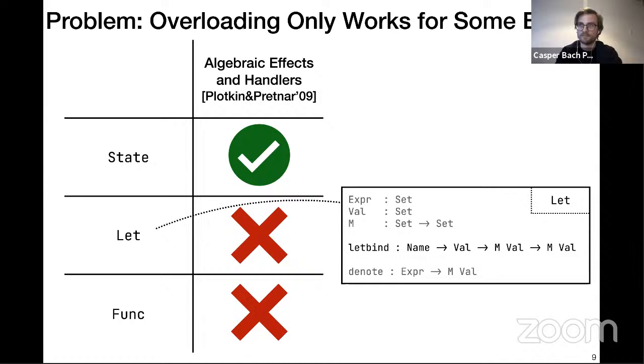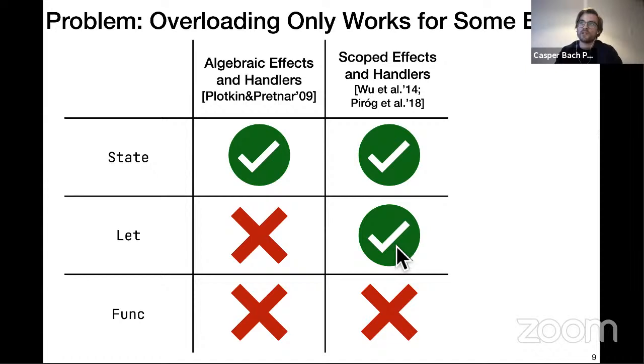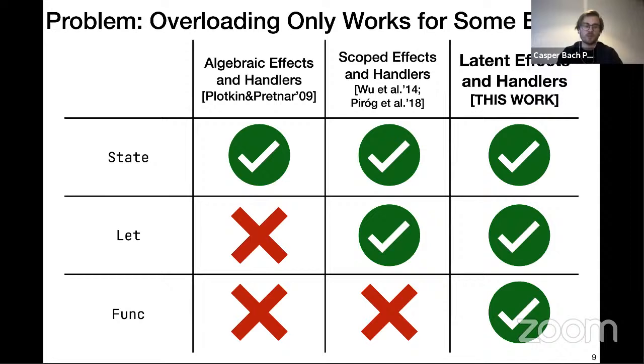The good news is that in previous work, people have looked at how we can lift this restriction. In previous work by Nick Wu et al. and by Pirog et al., they introduced a notion of scoped effects and handlers, which allows us to assign this overloadable semantics to let bindings, because this is essentially an example of a scoped effect. However, what we observe in our short paper is that this doesn't work for functions. Functions essentially postpone evaluation of computations in a way that differs from how scoping constructs such as let work. And that is then the problem that we address with the abstraction that we propose in the short paper, namely latent effects and handlers.